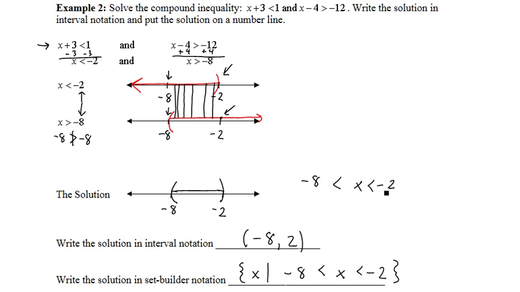Let's just check a number. I know that -6 would be an answer in both. So if I change this x to a -6, is -8 less than -6? Yes. Is -6 less than -2? Yes. -6 lies between -8 and -2. That's how you read it.